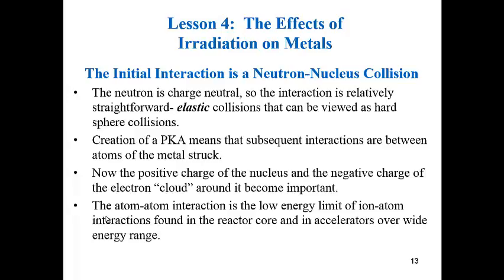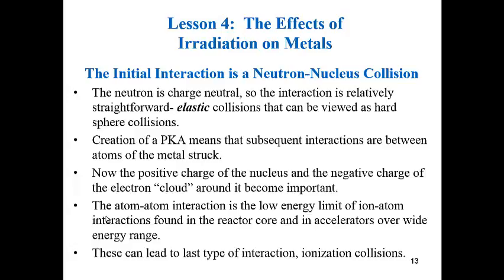The atom-to-atom interaction is the low energy limit for an ion-atom interaction found in the reactor core and in accelerators that we use to study these kinds of reactions over a wide energy range. So we have a wide energy range here. It's what happens in a reactor core and also in some of the test equipment. We'll talk about that later, that we use to study these kinds of phenomena. So we can end up then with the last type of interaction, an ionization collision.